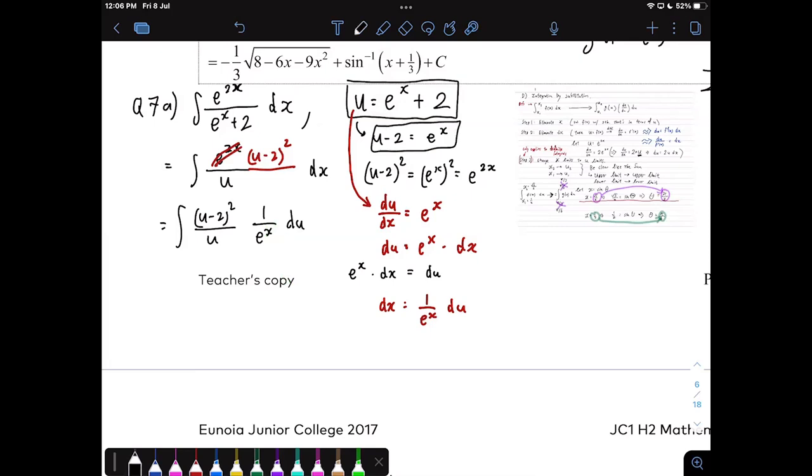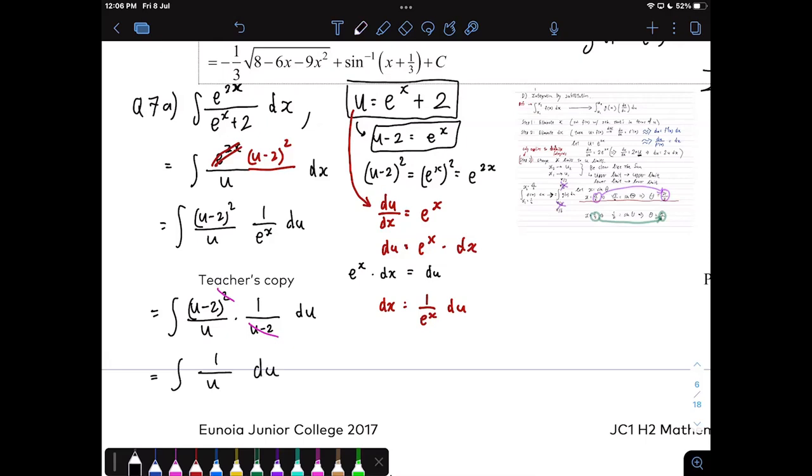So we're going to replace it with u minus 2 before you carry on with the integration. If you don't do that, it just won't work out. But take note that it's multiplied by 1 over e power x, which is u minus 2 du. Finally, we can proceed. But before that, notice that u minus 2 squared and u minus 2 have a common factor of u minus 2, so I can cancel them off. Simplify it to 1 over u du.